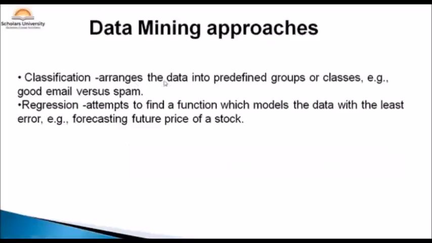So classification arranges the data into predefined groups or classes, e.g. good mails versus spam. Another example, regression. If I'm doing regression, I'm trying to determine an exact value, like forecasting the future price of a stock. There are so many software tools available for day traders, right? They cannot be 100% accurate, but they give you tools and technology built on the regression algorithm, that if this is the pattern going, this is where the stock value would be tomorrow. So you can bet on it, right?